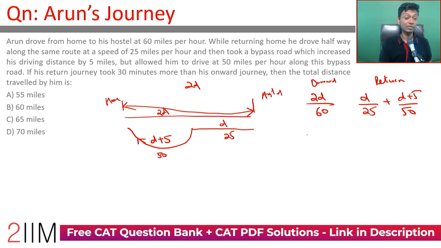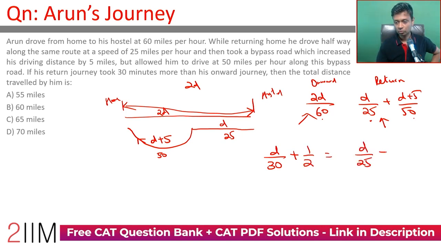Time taken difference will be in terms of hours. We've assumed d in miles. This is miles per hour, miles per hour, miles per hour. This will be in hours. This will be in hours. Right? His return journey took 30 minutes more than his onward journey. That means half an hour more. Onward journey would have taken d by 30, 2d by 60, plus half equals d by 25 plus d by 50 plus 1 by 10.